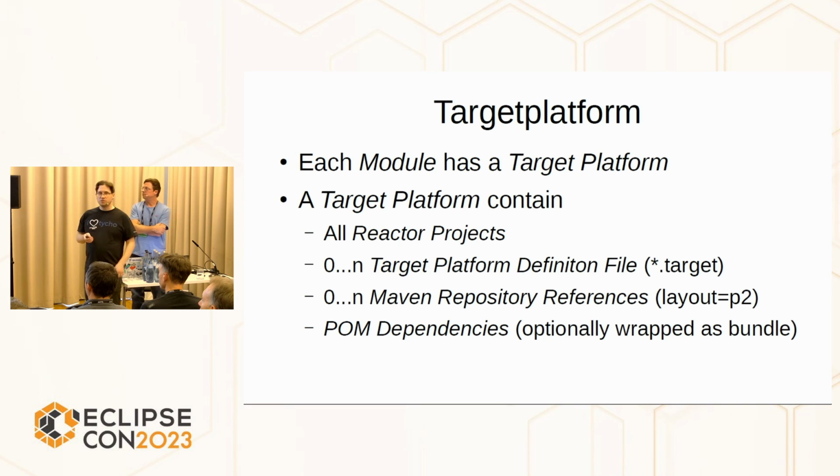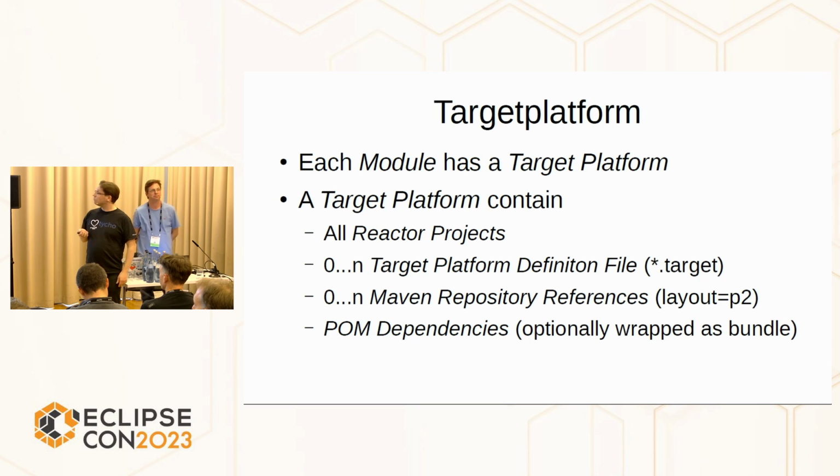So let's dive into some details, and one important part to understand is the target platform. And this is maybe something you also know from PDE. There's also something called a target platform state, and so Tycho uses a similar concept. And for this purpose, all reactor projects are of course included, so you can access everything that is in your build. And maybe you have defined a target platform definition file that you're using in your IDE, and Tycho is also reading this one and transforming it into something that can be used in the Maven build.